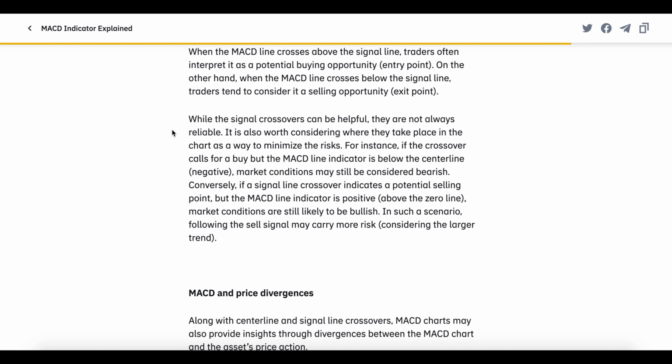For instance, if the crossover calls for a buy but the MACD line indicator is below the center line or negative, market conditions may still be considered bearish. Conversely, if a signal line crossover indicates a potential selling point but the MACD line indicator is positive or above the zero line, market conditions are still likely to be bullish. In such a scenario, following the sell signal may carry more risk.